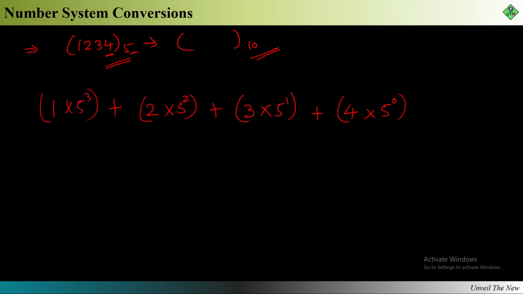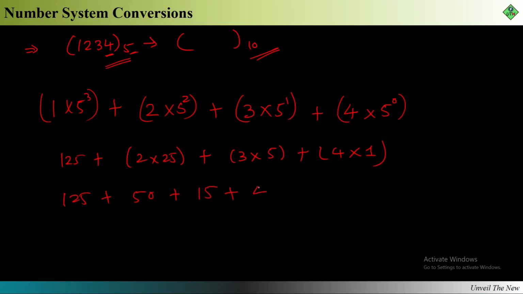Now if you have any kind of number system, okay, base 7, base 9, base 11, base 12, base 13, any number system you have, you need to follow this method only. After following this method you will definitely end up with the perfect result. So what is 5^3? We all know that 5^3 is 125, right? 2 into 25 and 3 into 5 and 4 into 1, right? So 125 plus 50 plus 15 plus 4. So you will end up with 194.